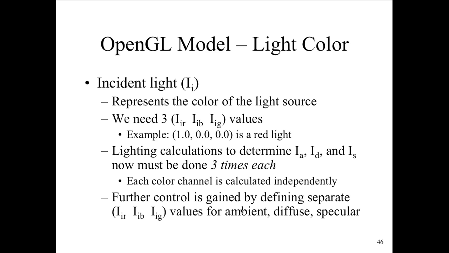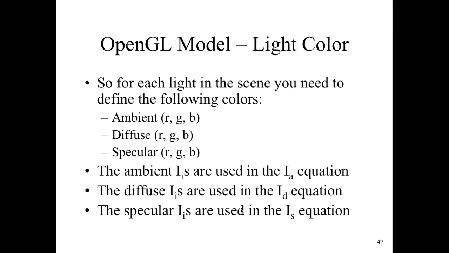Further control is gained by defining separate values for ambient, diffuse, and specular. So if you take the three characteristics and put them together, you can define how much ambient do I want, how much diffuse, how much specular, and what color is this going to be. Because, you know, the sun's not white. The sun's yellow. Is the sun yellow? I don't know.